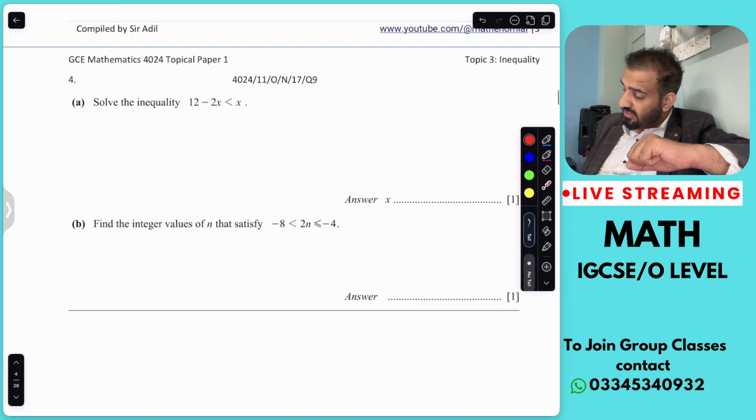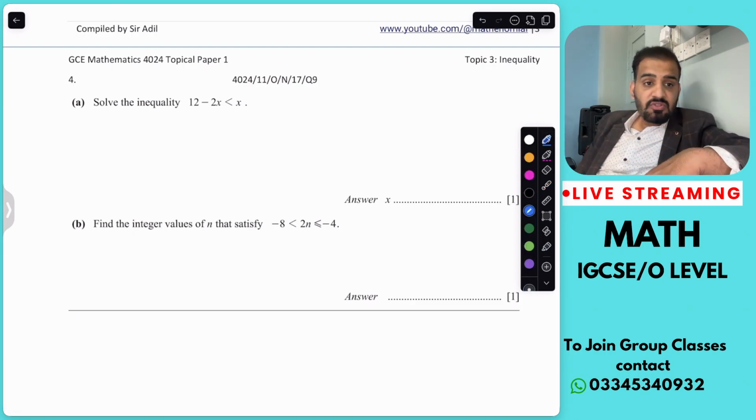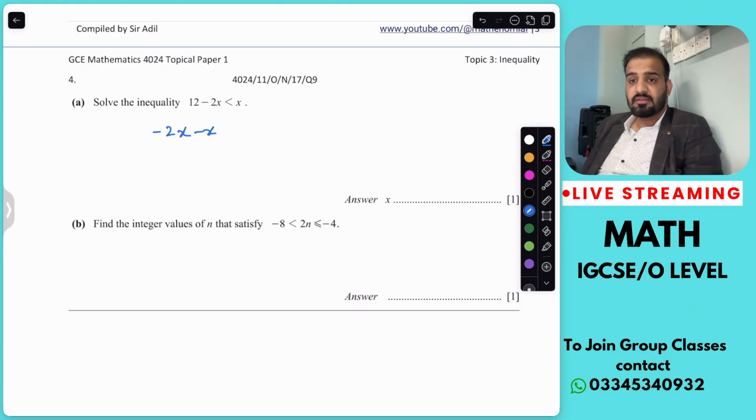Question 4. Solve the inequality. So solve the inequality. Minus 2x minus x is less than minus 12.